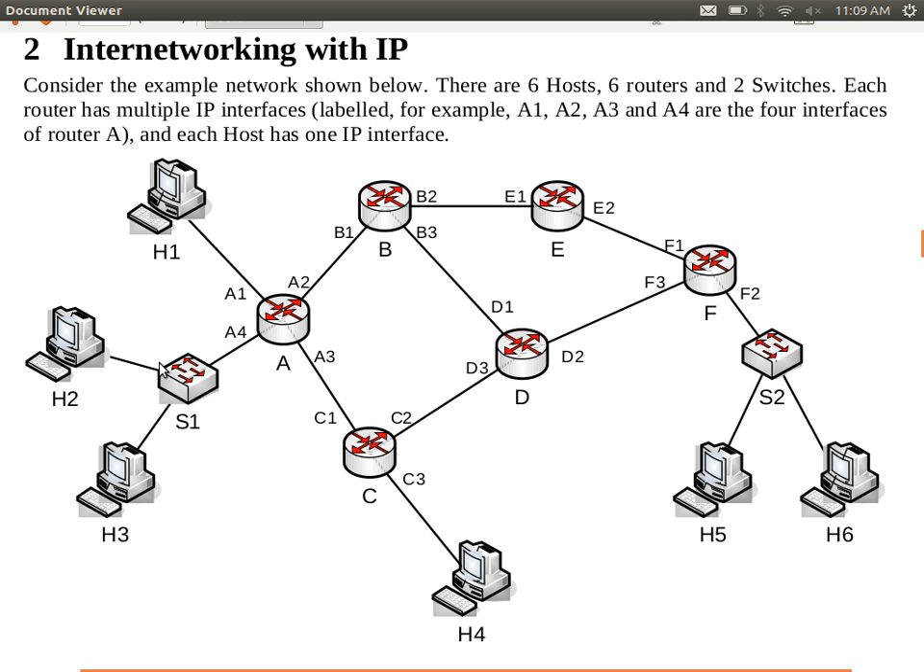How many subnets? Calculate the number of subnets. And when you've done the evaluation, you'll tell me how many subnets. Now do you know that the medium size is this one?